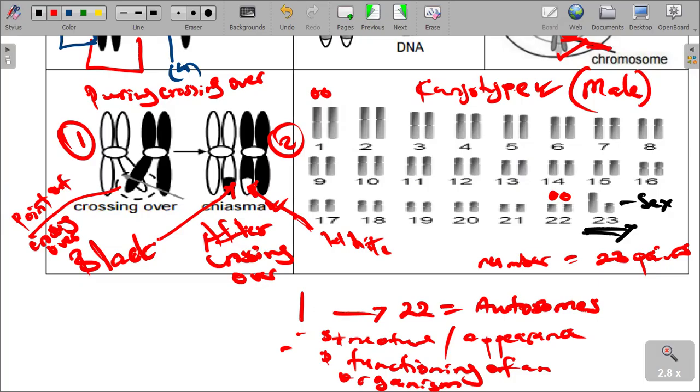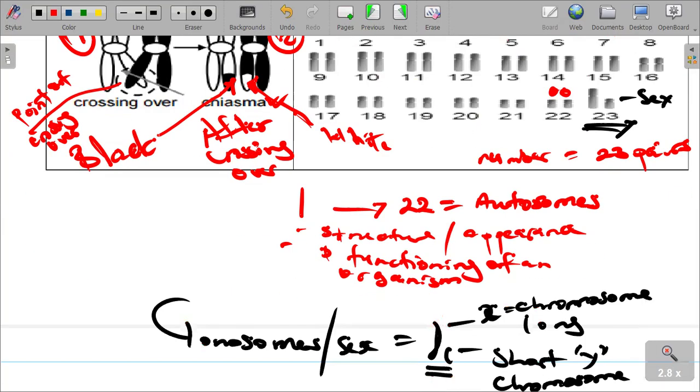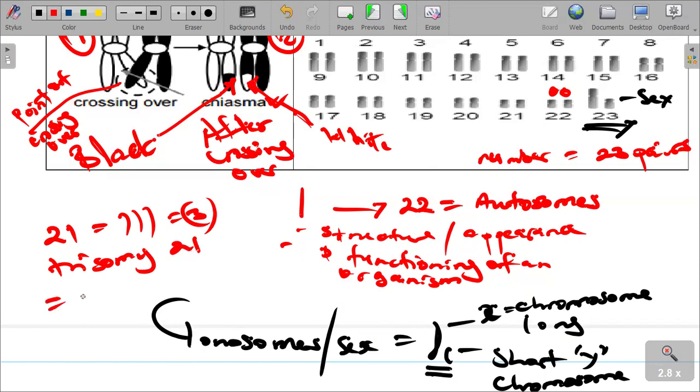So we shall find out that the person can be defined as normal or abnormal based on the karyotype, where you are going to see that chromosome 21 might give you, instead of 2, 3 chromosomes. If they are going to be 3, we say trisomy 21, and then it is resulting in Down syndrome.